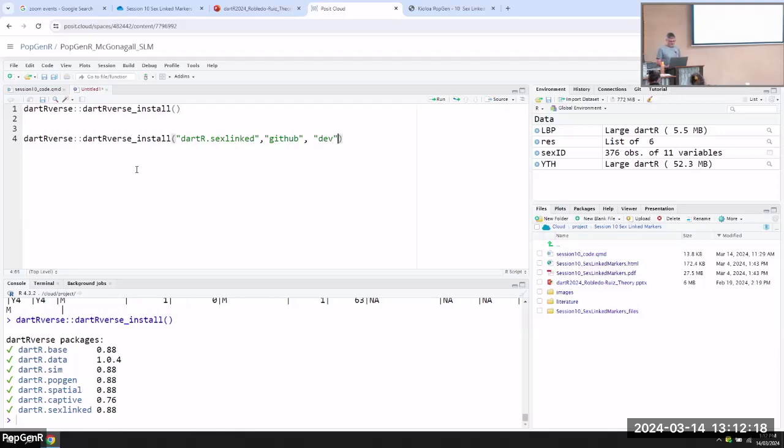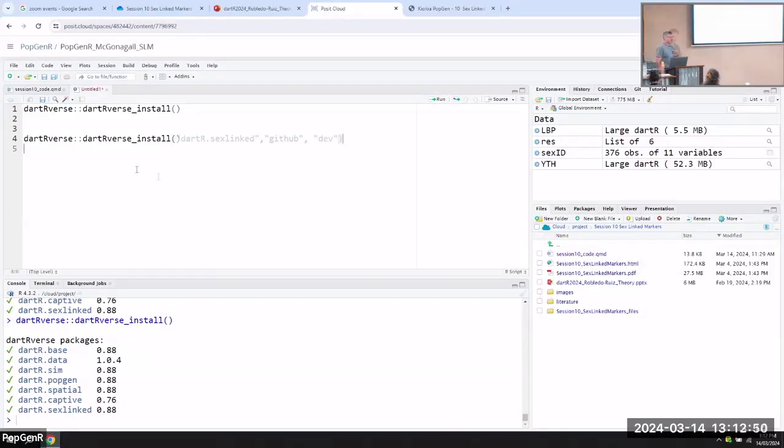Maybe just one more thing. If you do this, this would install the CRAN version of your package. This wouldn't work because it's not there. So if you say GitHub and dev, then you get dev. If you say GitHub main, you get the main, and so on. So you can install all of them. And then at the end, you can check by running the function again, and it tells you what you have.